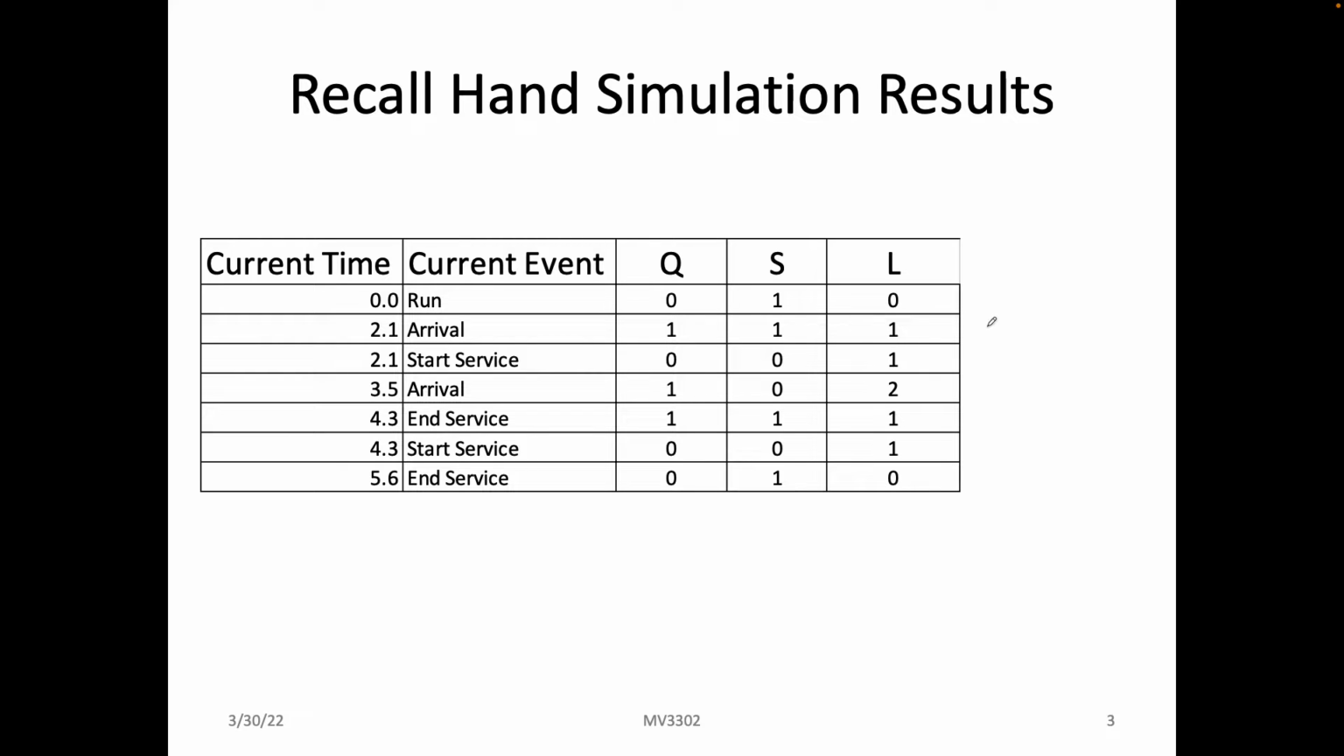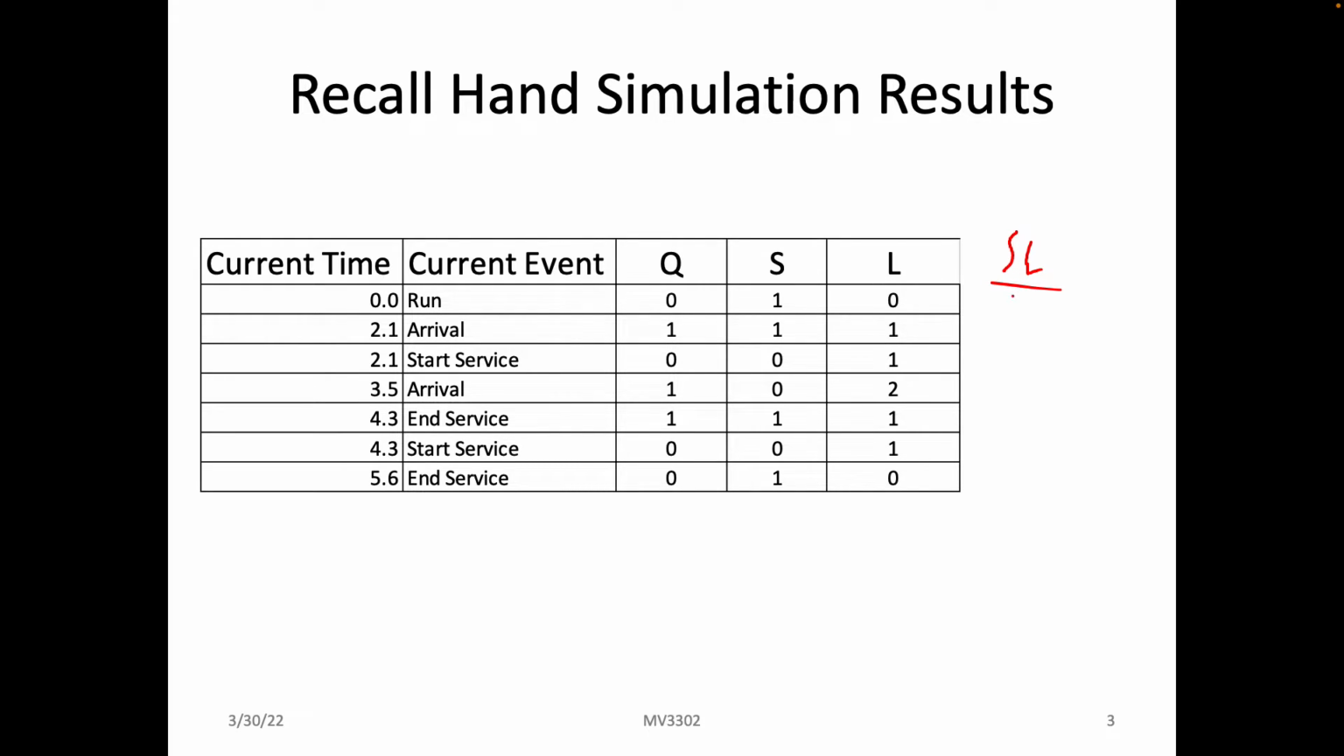Okay, so how does this play out if we just have this bunch of numbers? Well, again, the idea is that at the very beginning, what I'm going to do is I'm going to do a running average area under L. I'm just going to look at L.